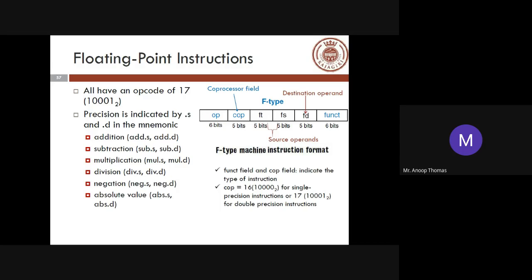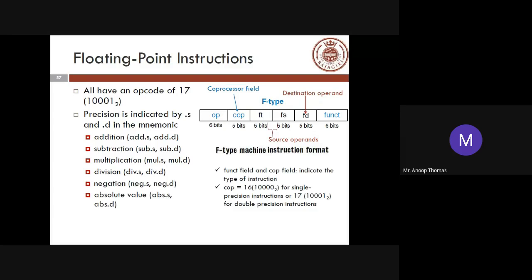What kind of floating point instruction it is, is defined by COP and your function field. Now COP, if it's 16, is single precision. If it's 17, it's double precision. And the function field says what the operation is. So the point is, you have a 32-bit structure divided into 6 segments, similar to your usual instructions. You have FT and FS as source registers, and FD as the destination register. FT and FS act as your source operands, and FD acts as your destination operand. Now the major difference is you have 3 fields: OP, COP, and function.